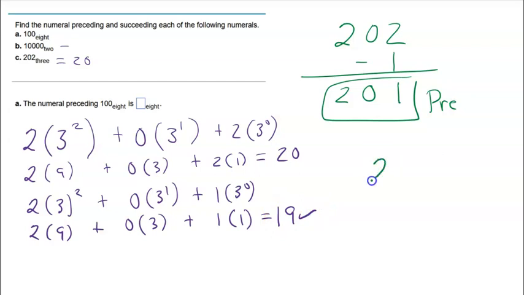Now, the succeeding number. What am I supposed to do? I'm supposed to take my 202, my original base 3 number, and add 1 to it. Now here's my problem. When I do 2 plus 1, I get 3. Well, 3 is not a digit in base 3. I can't do that, right? So this is 3, really. Think about that. That's a 3 right there. But I need to carry a 1 to represent that 3. And this is really a 0, because anything 3 or bigger has to carry at least a 3. So this is like 1 times 3 to the first.